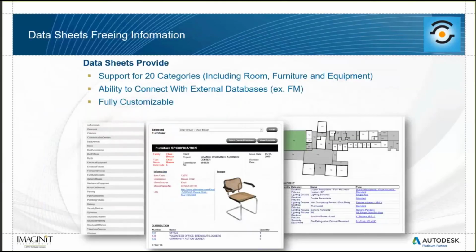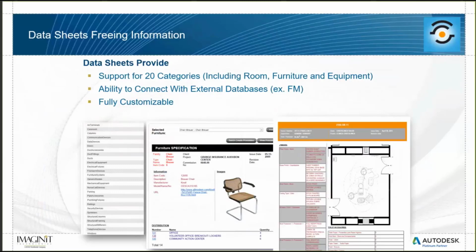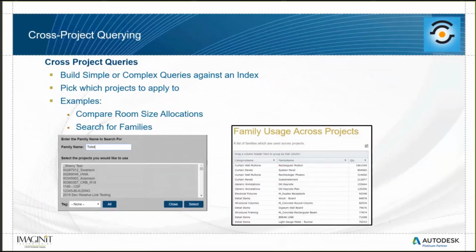We have those data sheets again. We support 20 categories of objects. And you can customize the data sheets to look any way you want, to have images, to have key plans, and so on. It's all completely up to you. We have cross-project querying abilities to look at family usage across all projects, for instance, as an example.